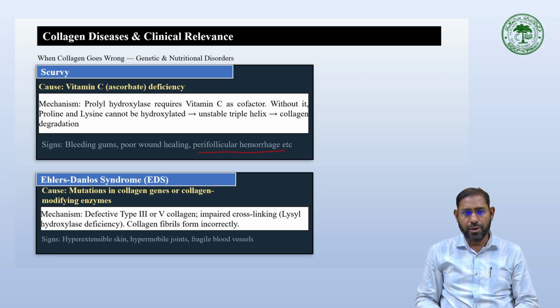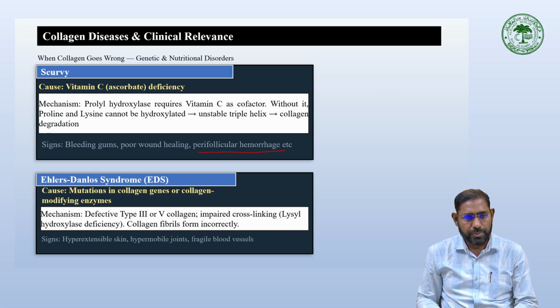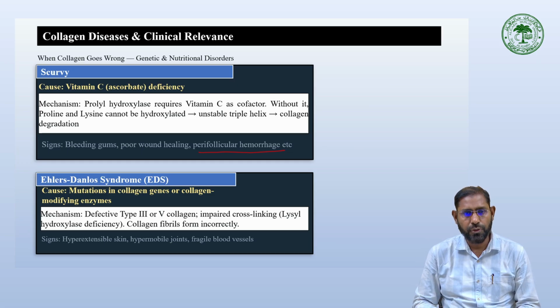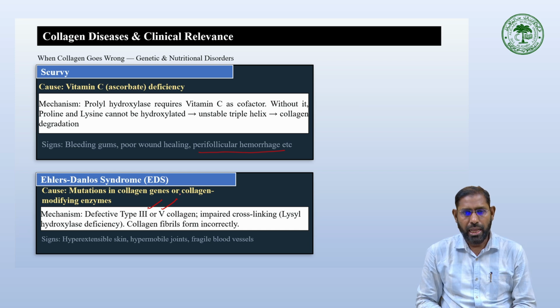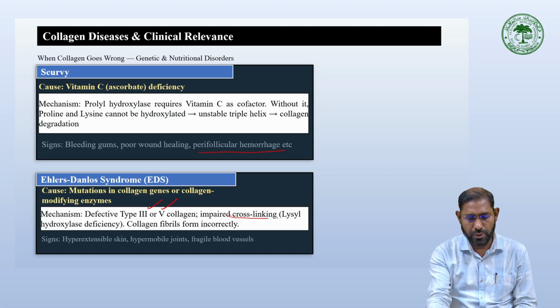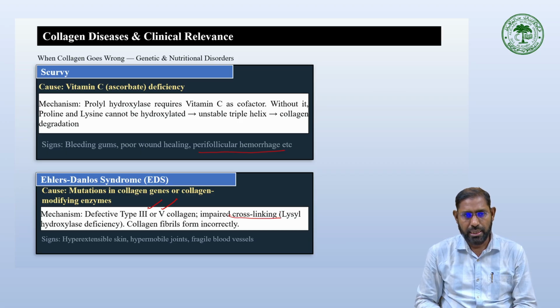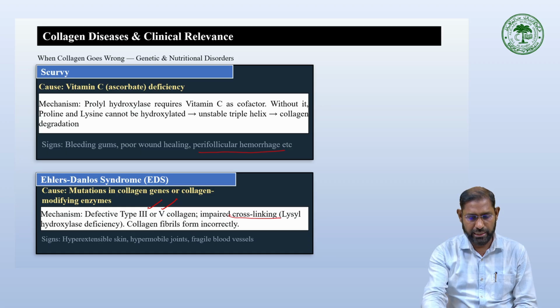Then Ehlers-Danlos syndrome, EDS. Why is it caused? Because of a mutation in the collagen gene or a collagen-modifying enzyme. And what are the mechanisms? Defective type 3 or 4 collagen, and also impaired cross-linking. There's a problem in the cross-linking, not proper cross-linking, and also lysyl hydroxylase deficiency. This enzyme is not present, and the collagen fibrils form incorrectly.